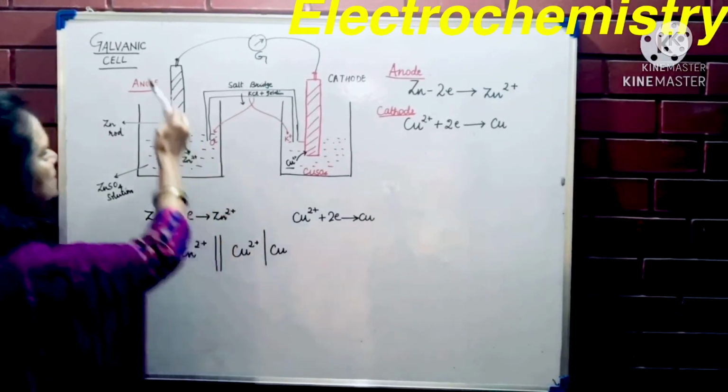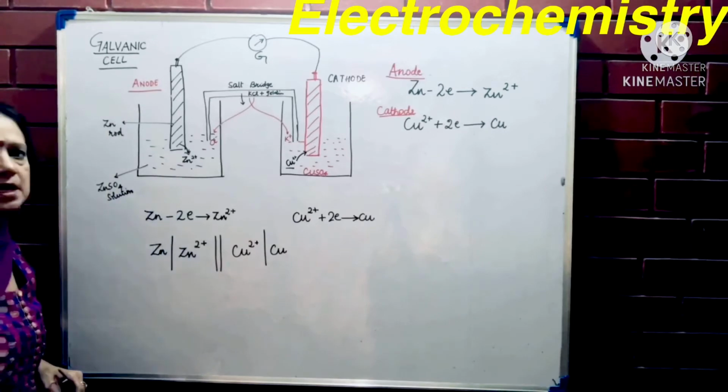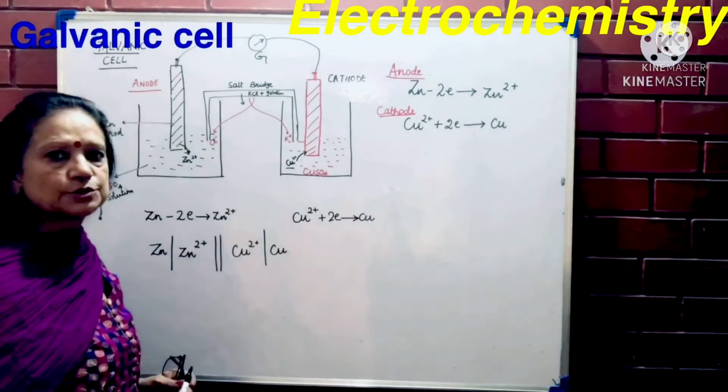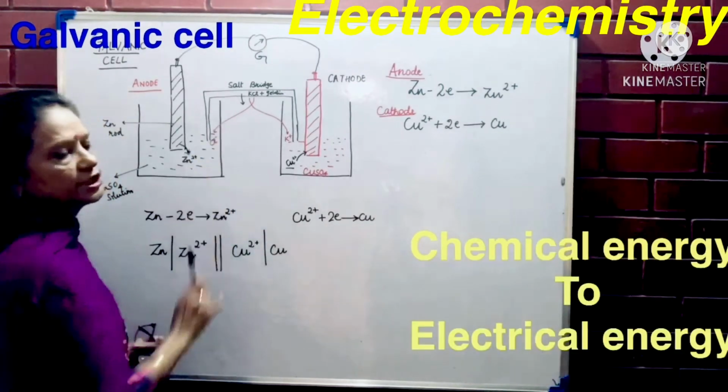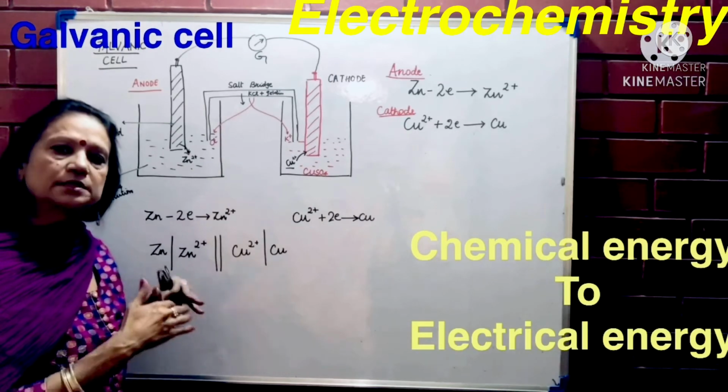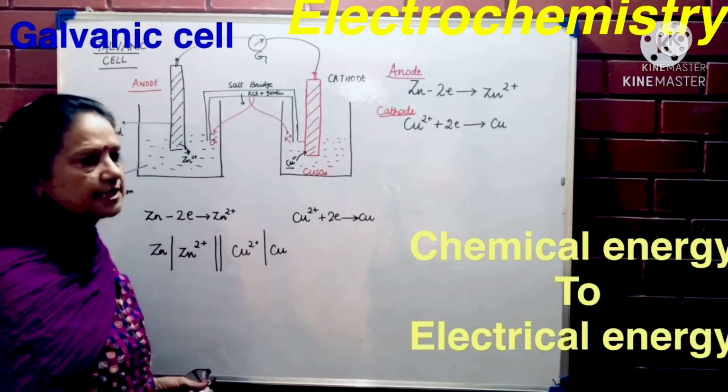We are looking at a galvanic cell. A galvanic cell converts chemical energy into electrical energy. That is, I am not giving any electricity, but the cell will itself produce that electricity.